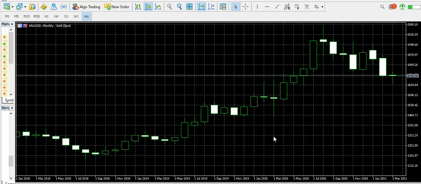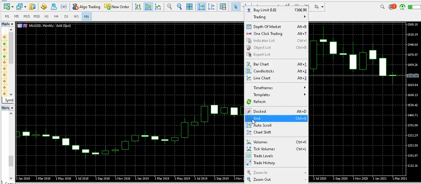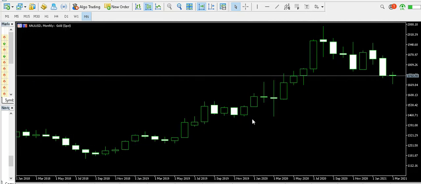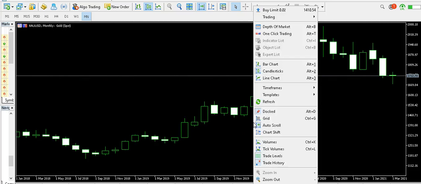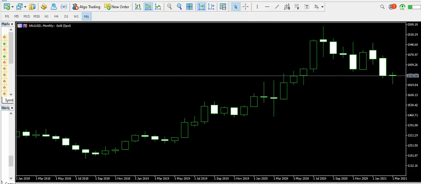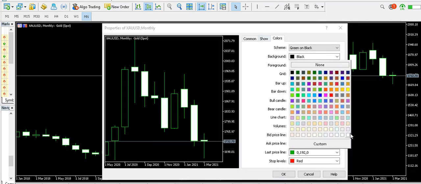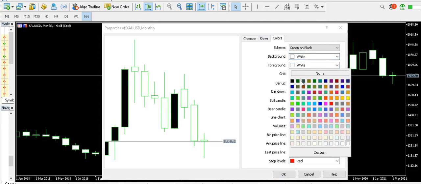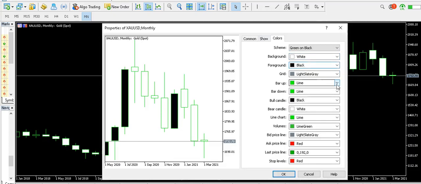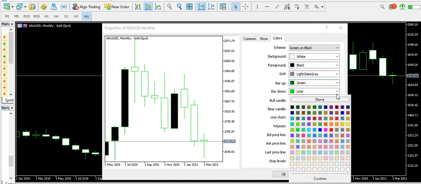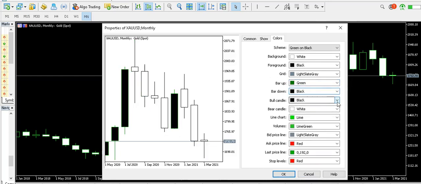Okay, right now I have the gold chart on the monthly time frame. I'm just going to change the background of the chart. First of all, I'm going to remove grid lines, and I'm going to change the background to a white background. Okay, go to properties, change this to white, change this to black. Okay, this will be green, it should be black. This should be like lime, and then this should be red.